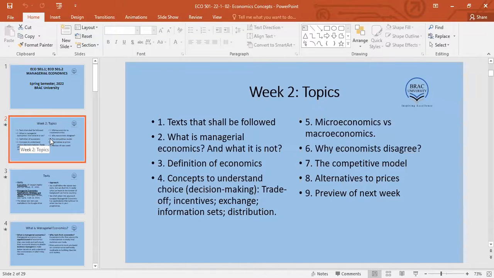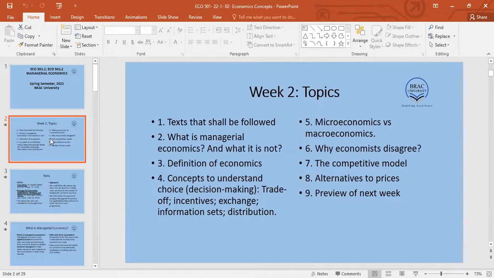So what we'll do, we'll start with the texts that we will follow, how to get them. Then we'll discuss what is managerial economics and what it is not. Then we'll delve into the definition of economics. After that, in part 2, we'll discuss some concepts. The 4 concepts that we'll discuss are trade-off, incentives, exchange, information sets.